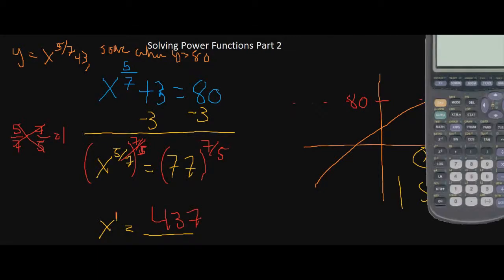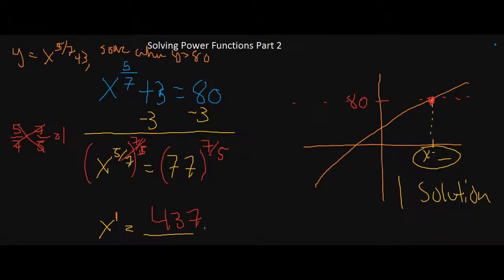Let's go back to the calculator. 609. And this is our answer. We're done, we've solved it. Maybe the hardest thing was realizing that this is x to the 5 divided by 7. We multiply the powers by 7 divided by 5. We just multiply by the reciprocal.